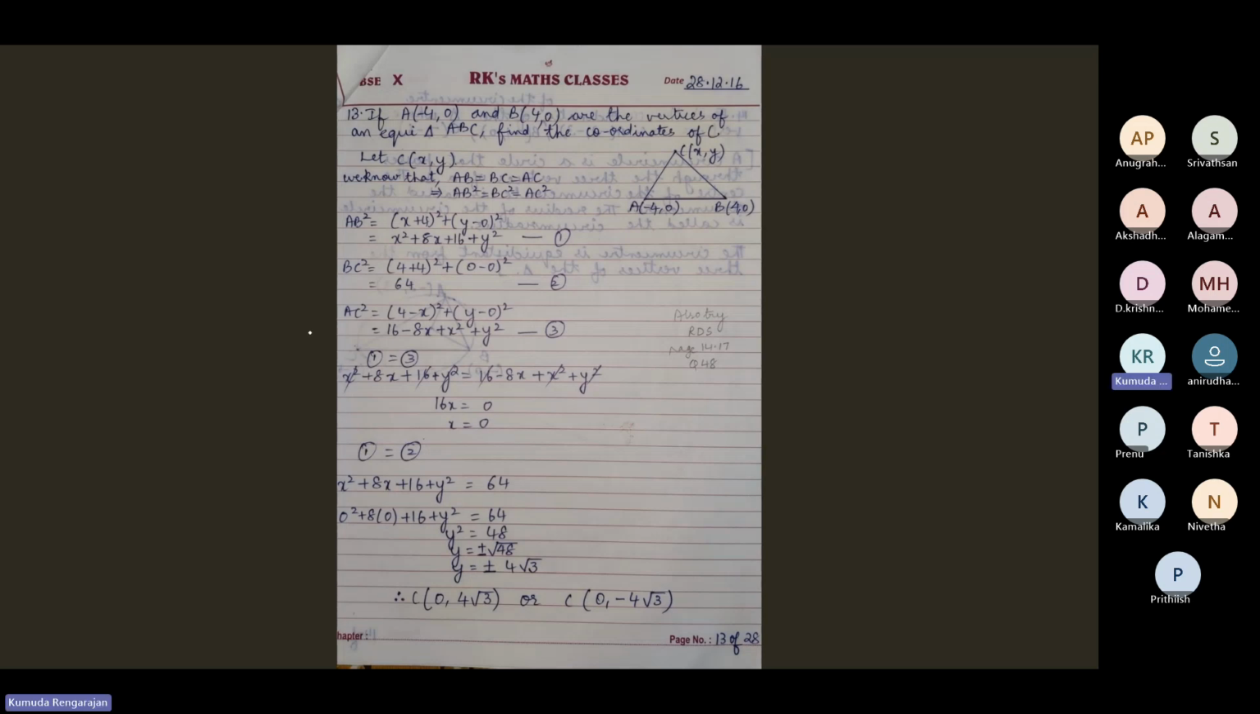See in this one, children, similar question: equilateral triangle, 2 vertices are given, you should find the third one. The condition is AB equals BC equals AC, so find AB squared, BC squared, AC squared, and then equate the two equations that have x squared and y squared. Equating 1 and 3 is compulsory. When you do that, you're directly getting x is 0, so you found the value of x.